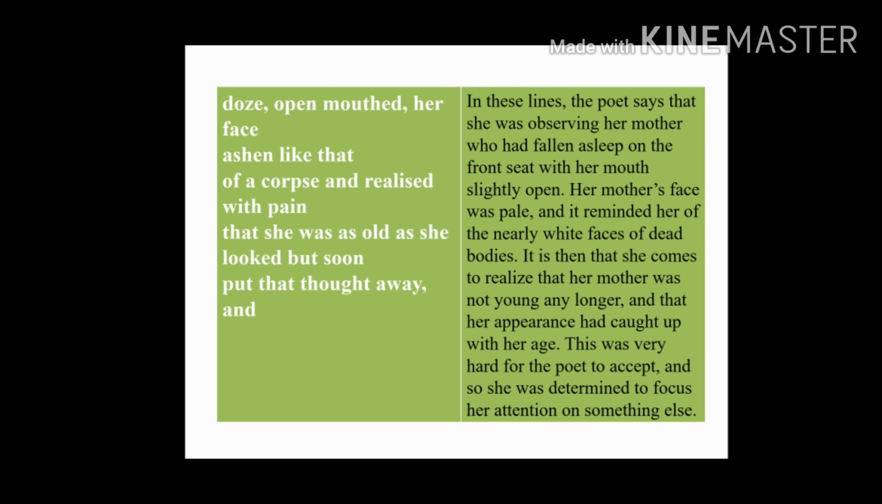Next stanza: doze open mouthed, her face ashen like that of a corpse, and realized with pain that she was as old as she looked, but soon put that thought away. In these lines, the poet says that she was observing her mother, who had fallen asleep on the front seat with her mouth slightly open. Her mother's face was pale, and it reminded her of the nearly white faces of dead bodies. It is then that she comes to realize that her mother was not young any longer, and that her appearance had caught up with her age.